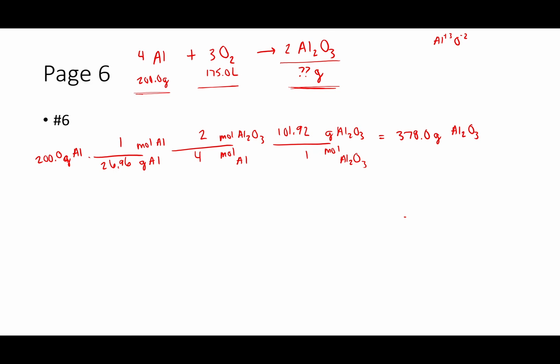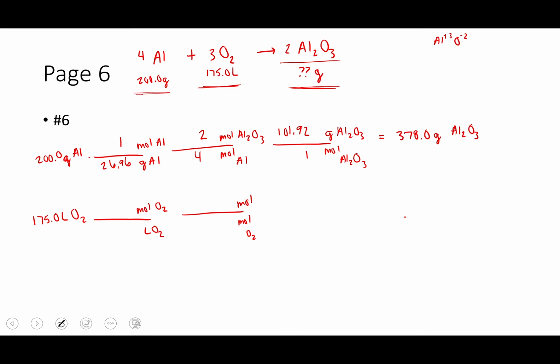Now, I need to work my second problem. I'm going to start with 175.0 liters of O2. Liters of O2 to moles of O2, moles of O2 to moles of Al2O3. Again, I'm going to the same exact compound, moles of Al2O3, so that I can directly compare them. Moles of Al2O3 to grams of Al2O3.